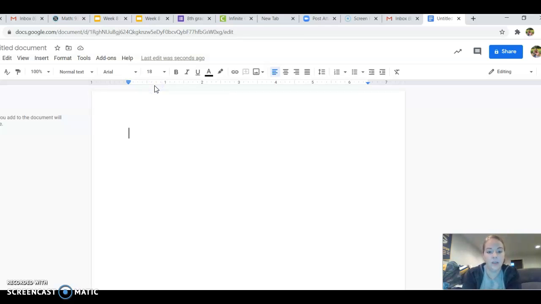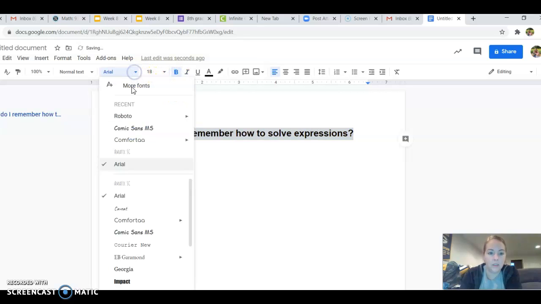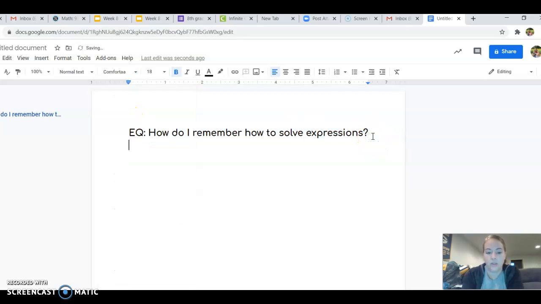All right, so we're going to write our essential question today. Our EQ: How do I remember how to solve expressions? Okay, I'm going to make that bold. So the whole goal is that we feel good enough about expressions that we could answer, how do I solve them?